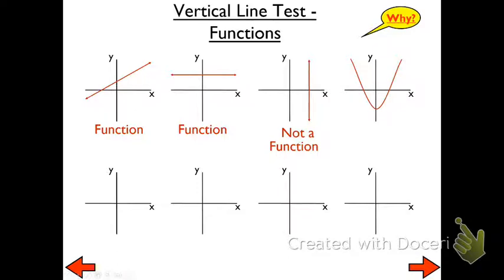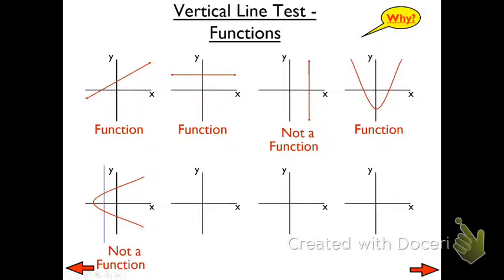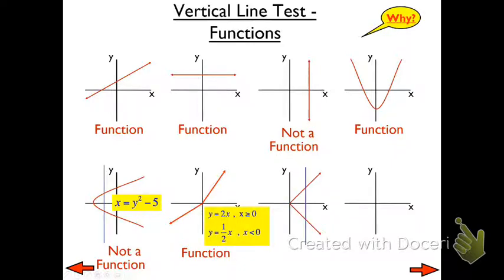Now we go to the fourth one on the top. If I draw a vertical line, it's only going to touch it once. It is a function. Now come down to the bottom row. If I draw a vertical line, it touches it twice. Not a function. Okay, next one. If I draw a vertical line, it only touches it once. It is a function. Next one. If I draw a vertical line, oh no, it touches it more than once. It's not a function. And then finally, the last one, a circle. If I draw a vertical line, it hits it twice. It's not a function.